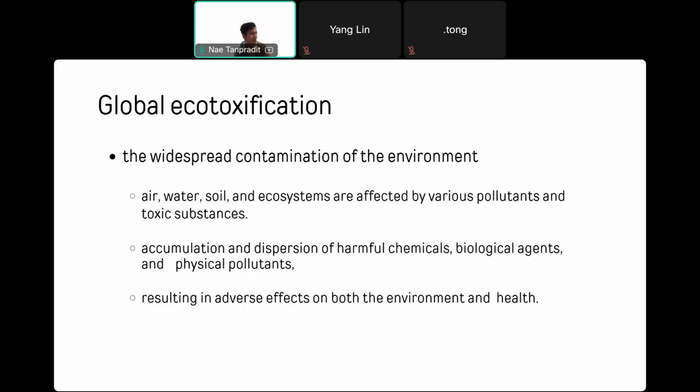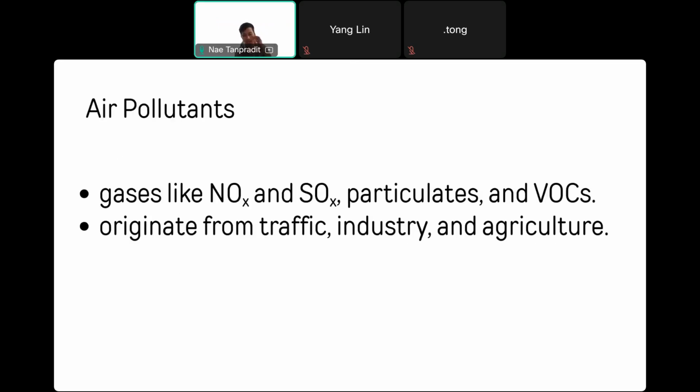Yes, and this mentioned the widespread contamination of the environment in air, water, soils, and ecosystems, and the harmful chemicals, biological agents, and pollutants in the world that have effects on the ecosystem and health. Okay.